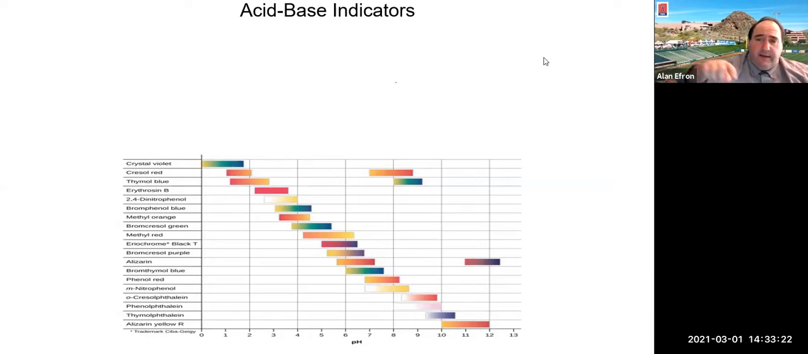We saw the typical S curve that basically happens when we do a titration curve, especially starting with an acid and titrating a base into it. So we talked about how to calculate the pH along the way there.